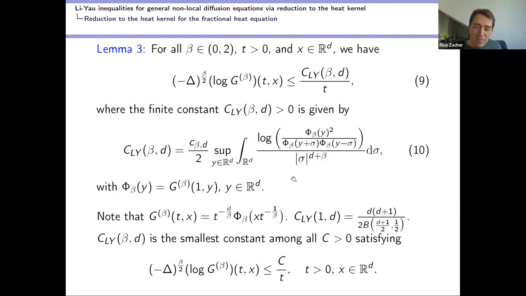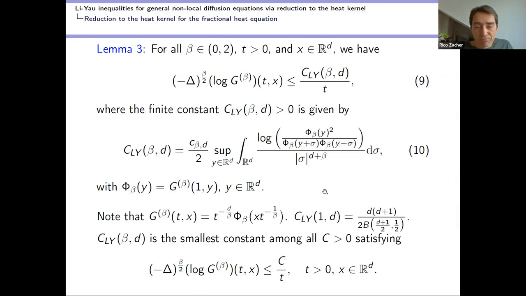But nevertheless, we have some expression for this constant, where this function phi sub beta is given as the fractional heat kernel at time equals 1. So that's just the heat kernel for time equal 1. And part of the statement is that this is a finite quantity. So in case where beta is equal to 1, you can calculate this quantity. Actually, in this case, you can see that the supremum is assumed at y equal to 0, and then you can calculate this constant, and you find this expression here in terms of the beta function.